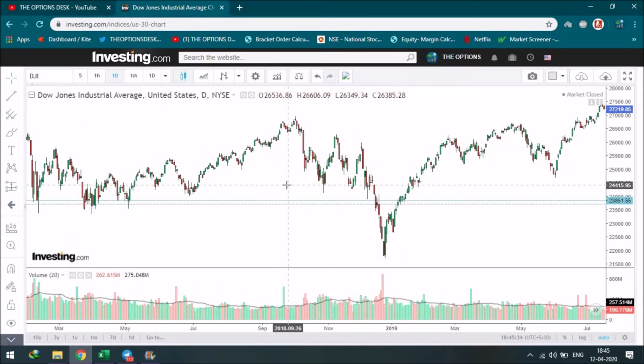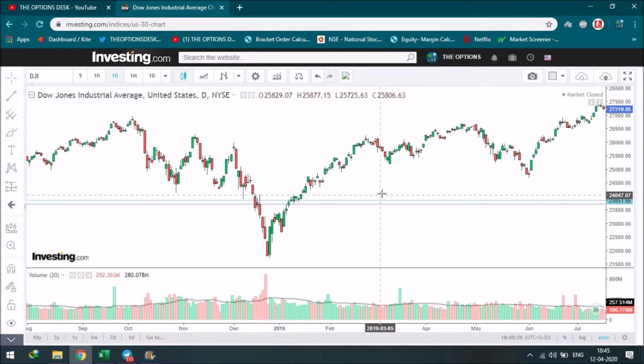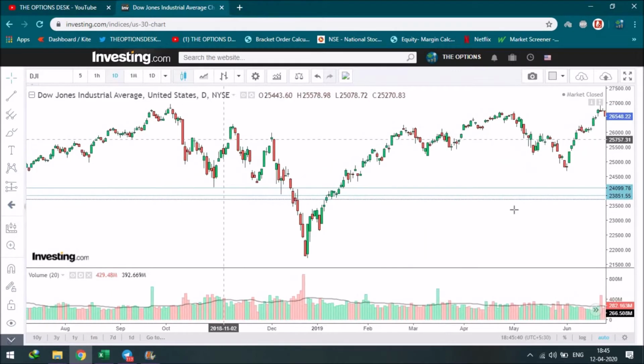Now let's go for the first target. First target assumed to be this. Okay, so I have already marked my first target. So keep noting the values here, that is 23851 till 24,100 levels.